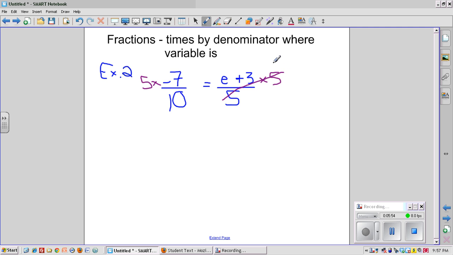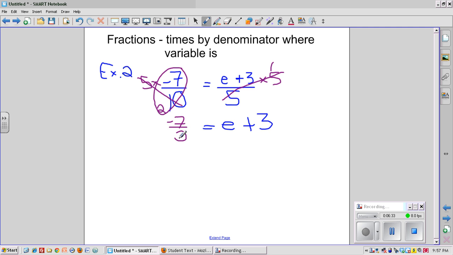So it's really just leaves you 1. I mean, you're still multiplying 1 by e and 1 by 3, but multiplying by 1 doesn't make any difference. So we have e and positive 3. And on the other side, I mean, we can do a couple of things here. We can either multiply 5 by 7 and then divide by 10. Or we can do the canceling in this case, which would give us a 2. And so we'd have negative 7 over 2.